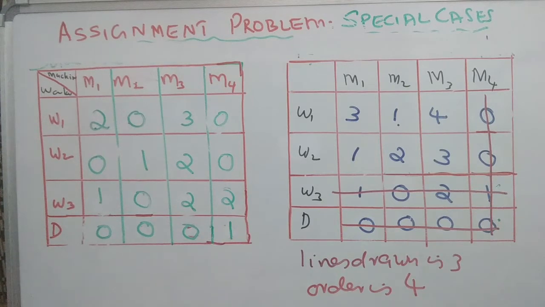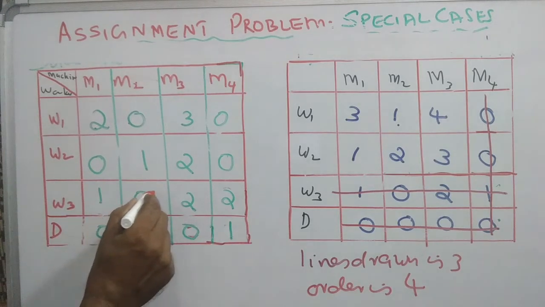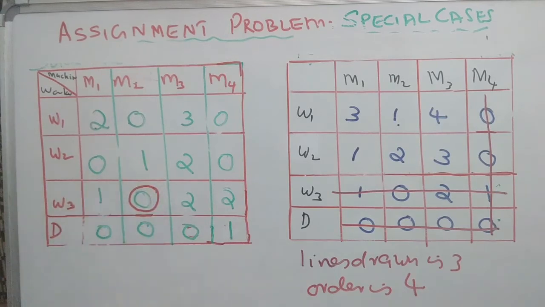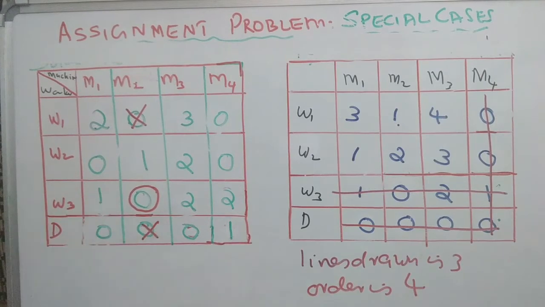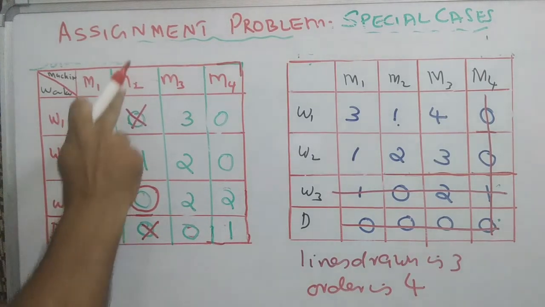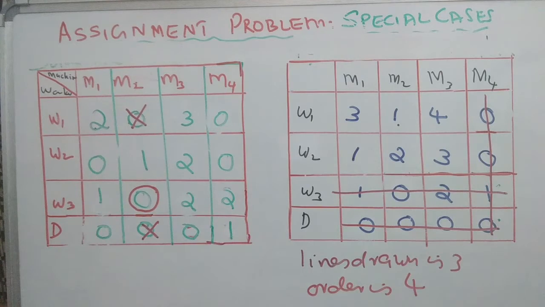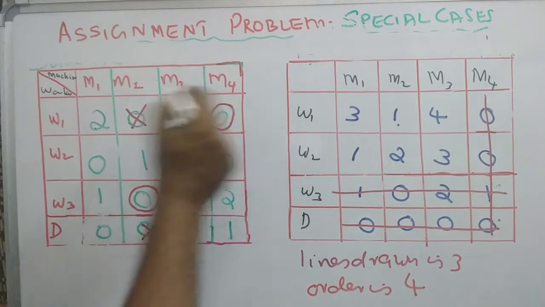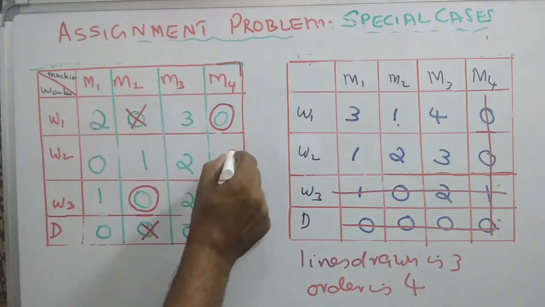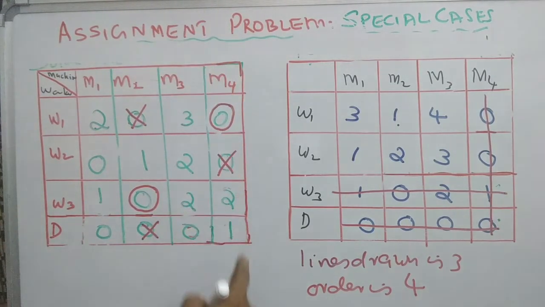In that single zero, we make an allocation. Then cross out all other zeros. In the third worker, we assign. We make an allocation here and cross out the other zeros. That means worker 3 has to receive the second machine. Then is there any other single zero row? In the first row, there is only a single zero. Make an allocation. Cross out all other zeros in that column.